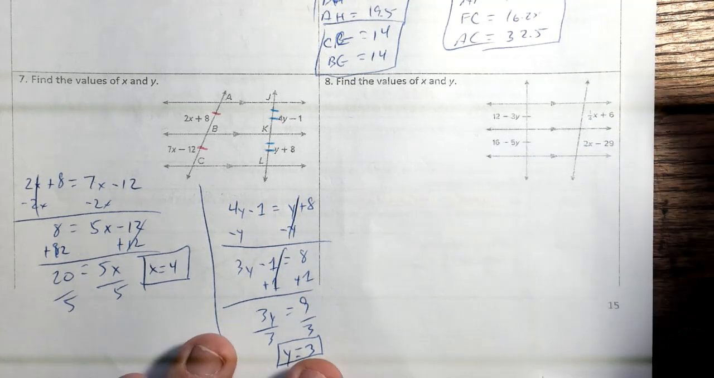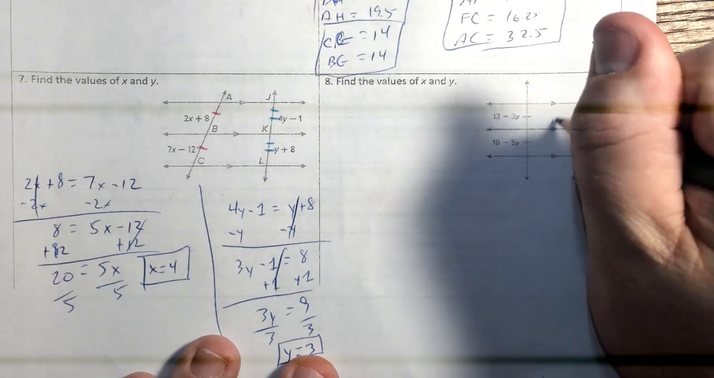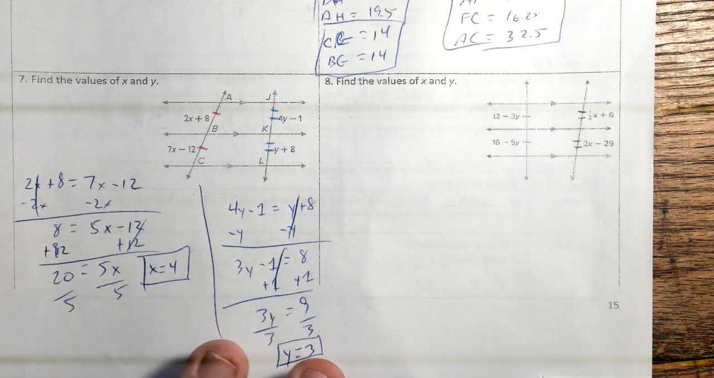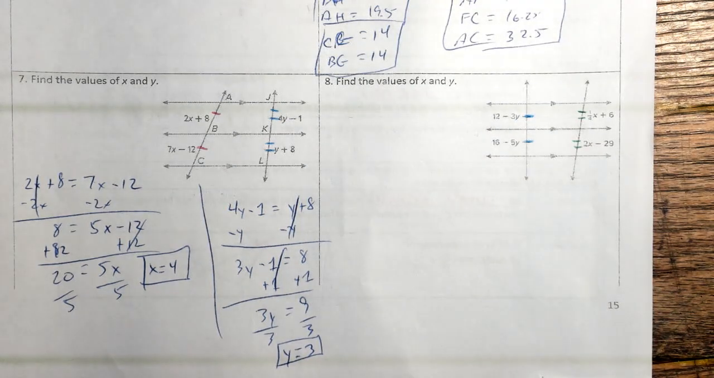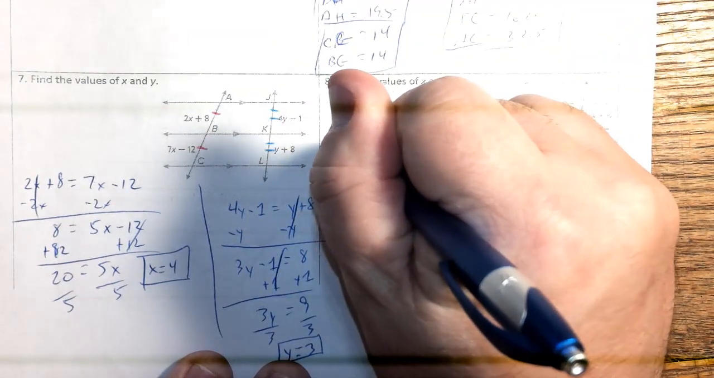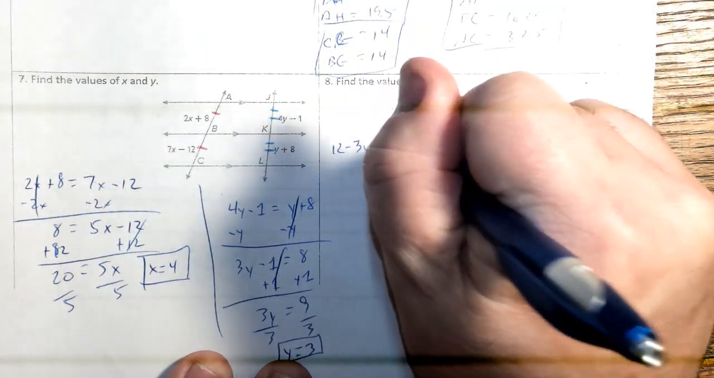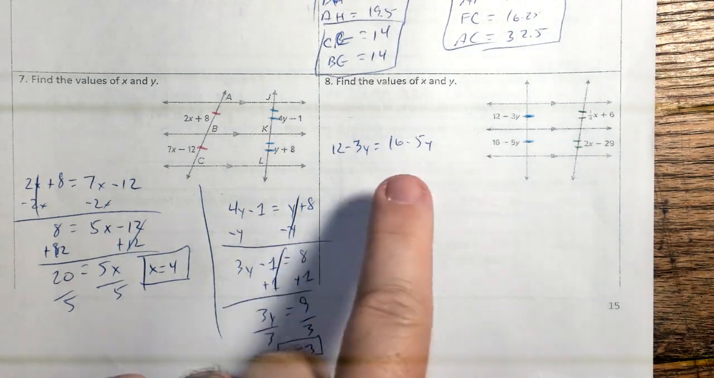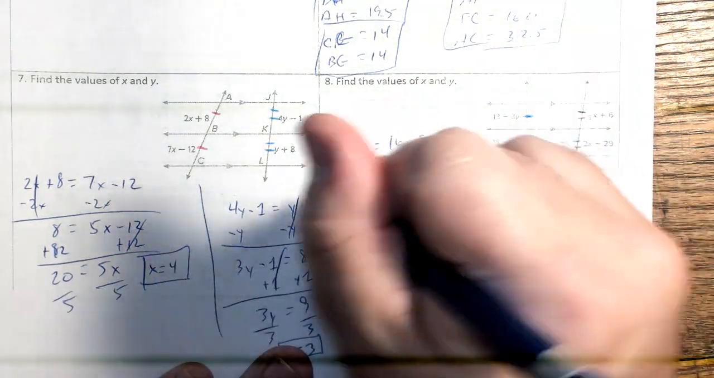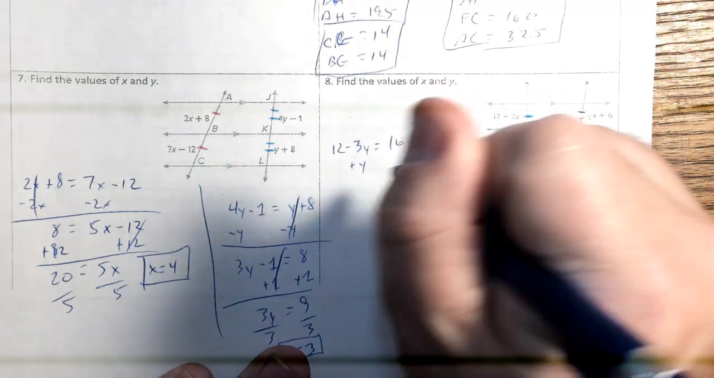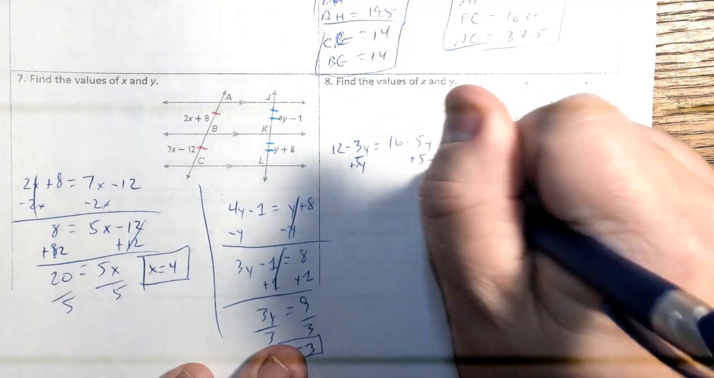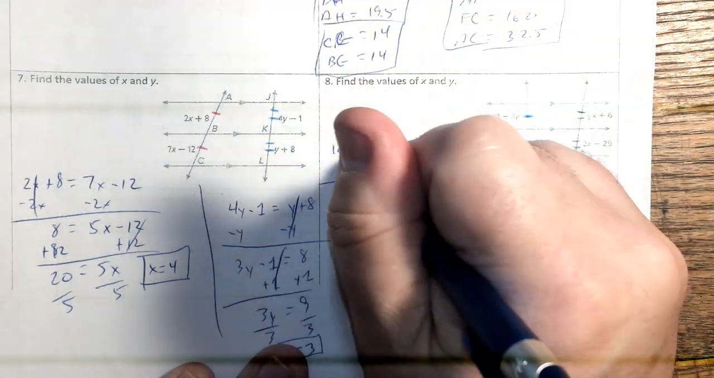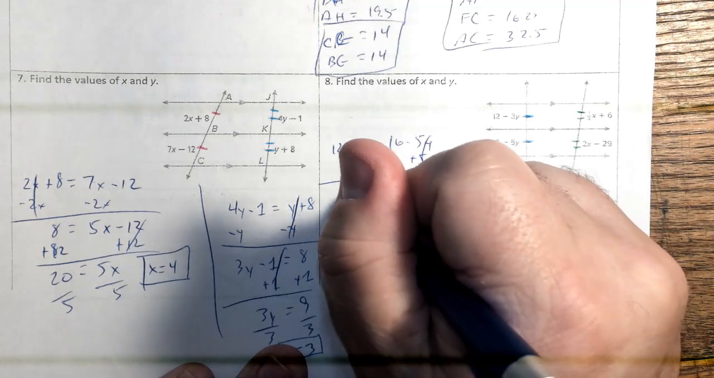Number 8, hopefully you guys have paid attention and won't even need me to do this, but so parallel lines, these guys are going to be congruent. Put x's equal to each other to solve for x, put y's equal to each other to solve for y's. So 12 minus 3y equals 16 minus 5y. So notice here we have the negative y's. So I would go backwards here. I would add the bigger to both sides, so we get a positive number over here. 5's cancel. Negative 3y plus 5y is positive 2y.